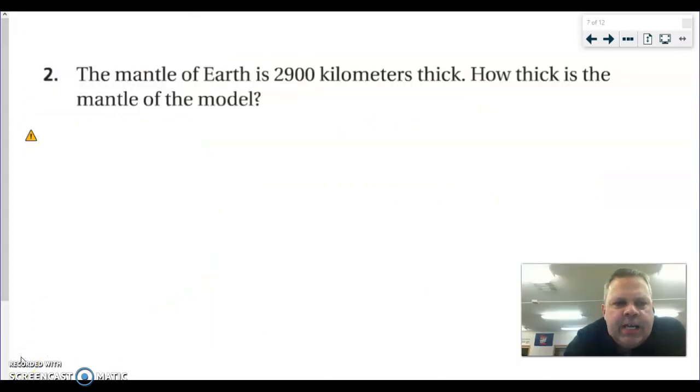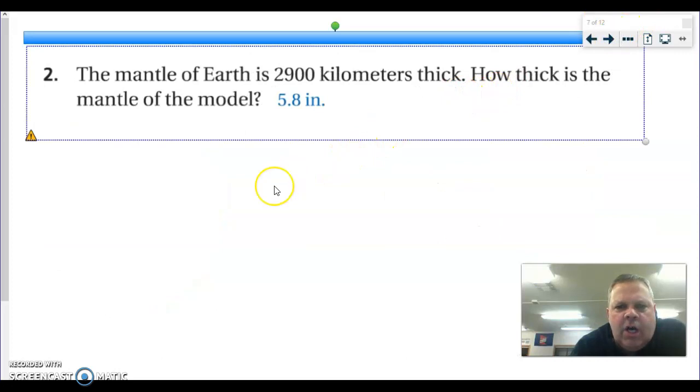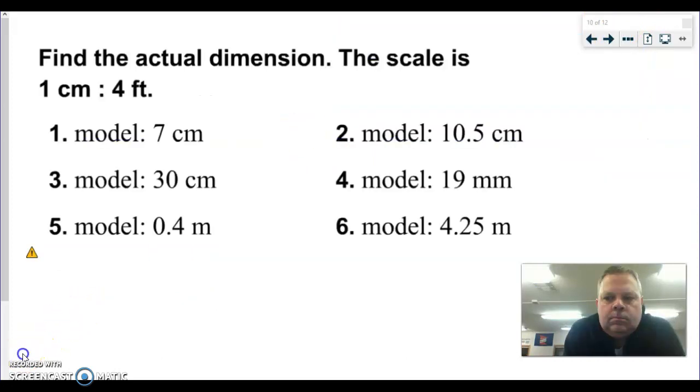If we use the same scale and now know the mantle of the Earth is 2,900 kilometers thick, how thick is the mantle of the model? Again, I'll go back to this one, and we will set it up very similar because our scale is 1 inch is 500 kilometers, but this time we're going to say X over 2,900. And when we do that, we will get our answer of 5 8/10 inches, 5.8 inches.